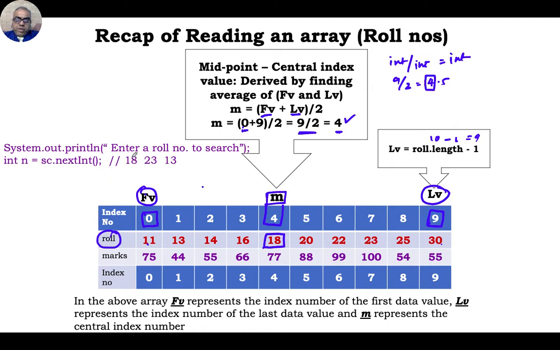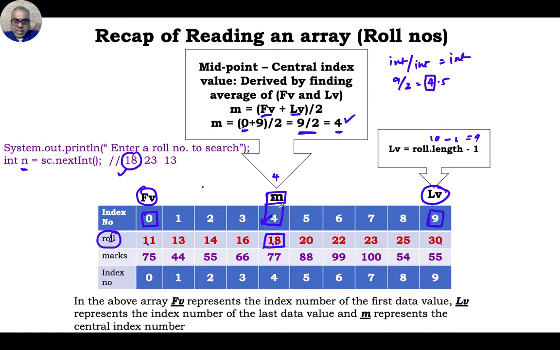Now suppose you have entered 18 as a user. Then the logic is that my central cell, that is M, row of M, which is 4. So row of 4 is 18. So if my input value is equal to the central cell value, my data is found, I can print a result and I can straight exit my program. I repeat, there are 3 possibilities that will come out of this.